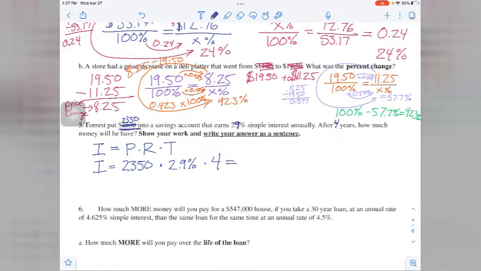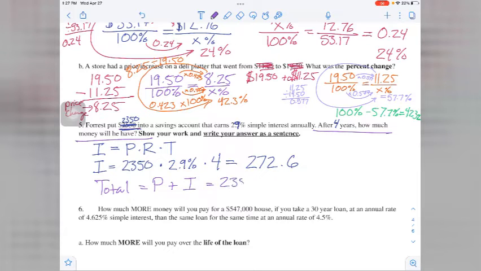And so that is going to be 2,350 times 2.9% times 4. I get $272.60. And then after that, so that is the interest, but it doesn't ask what the interest is. It asks how much money will he have. And so the total amount of money is your principal plus your interest.